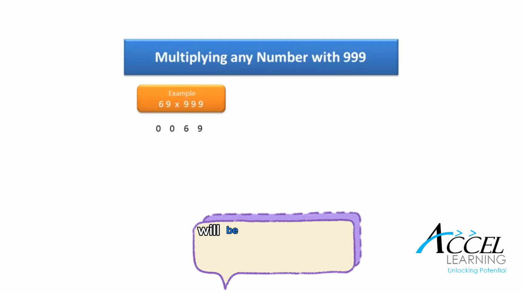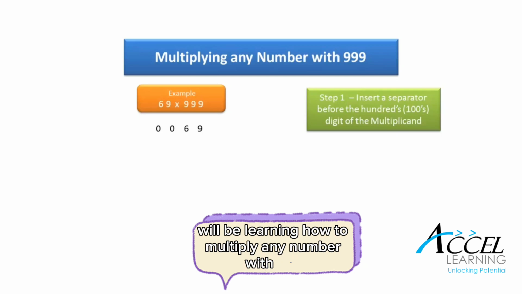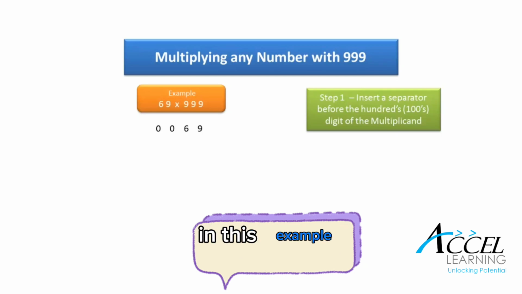In today's video, we'll be learning how to multiply any number with 999. In this example, 69 times 999.